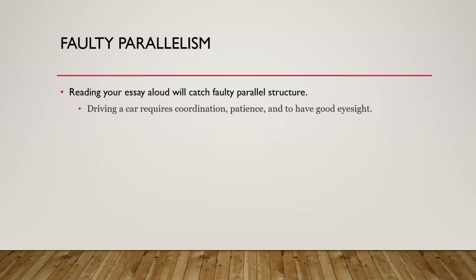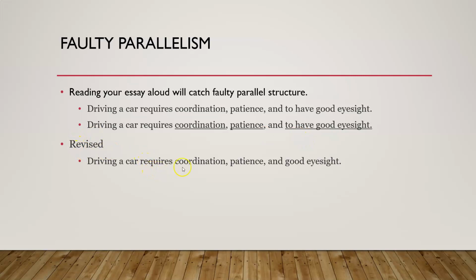Driving a car requires coordination, patience, and to have good eyesight. So hopefully you noticed this last part of the list there sounds different, right? It sounds a bit off. So one way to maintain parallel structure is to make sure that all of your nouns have the same kind of grammatical unit. So we have coordination, patience, but here we have to have good eyesight, which is known as an infinitive phrase, right? That's not parallel. So a quick fix here would be driving a car requires coordination, patience, and good eyesight.